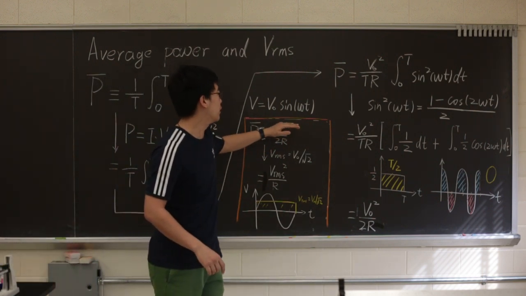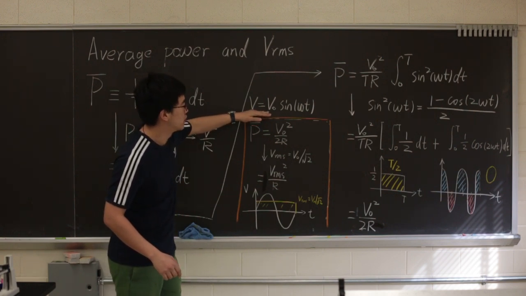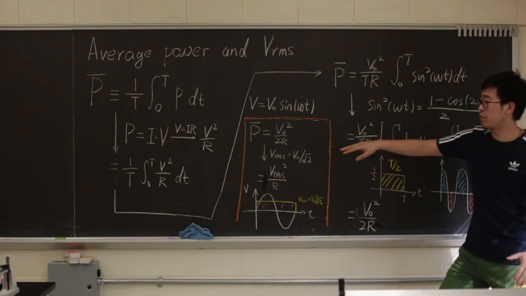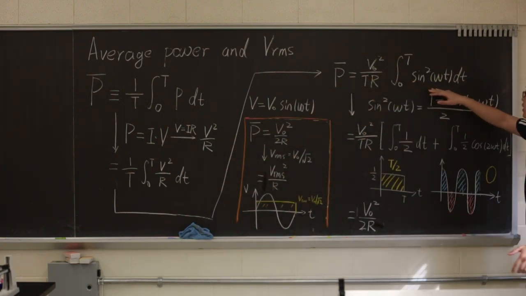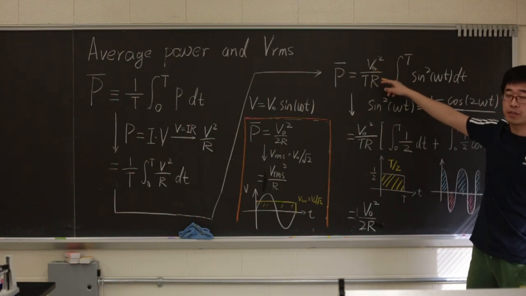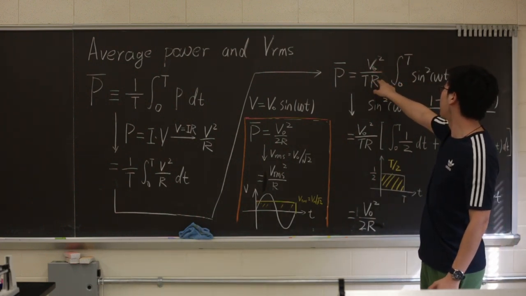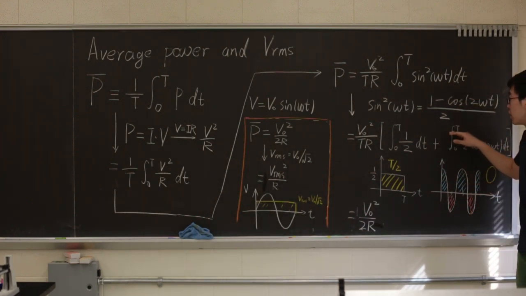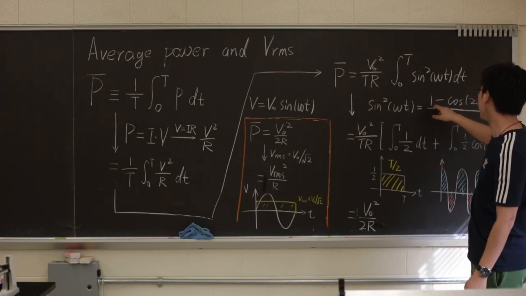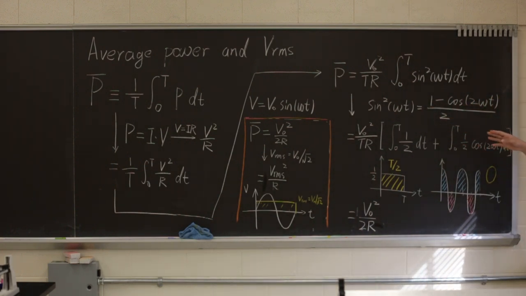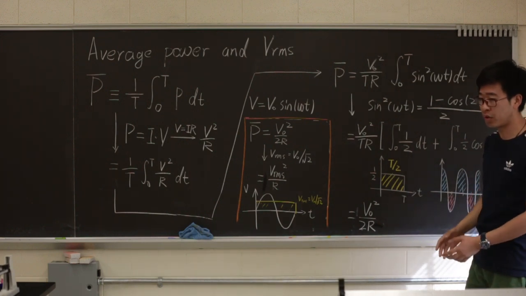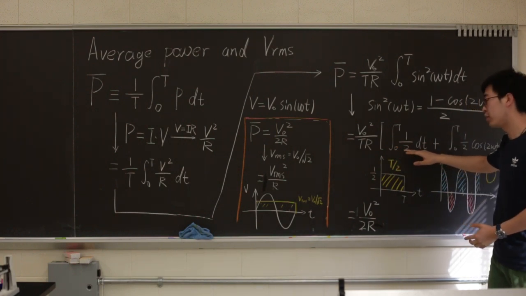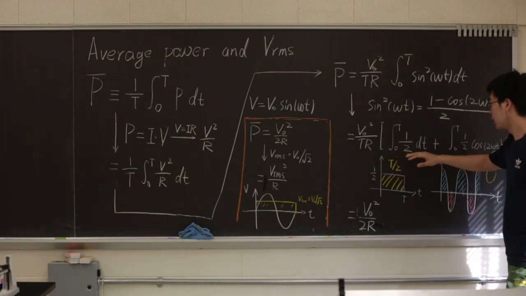And we assume that we have a sinusoidal voltage. Plug this into our equation from here. We have that V naught is a constant, so V naught squared over T R, integrate this over time. There's a trigonometry identity: we know that (1 minus cosine 2 omega t) over 2 is sine squared omega t. So we can plug it in here, and then we end up having two separate integrals.